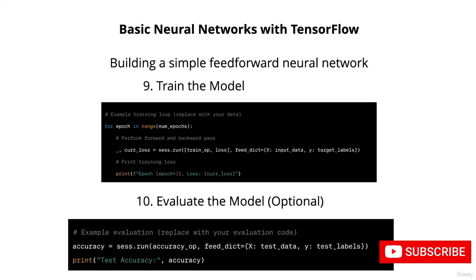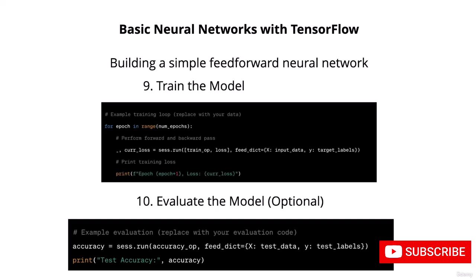Step number 10, the last option, is evaluating the model. This is an optional step. After training the model, evaluate its performance on a separate validation or test dataset to assess its accuracy and generalization ability. You can do that by saying accuracy equal to session.run. You pass the accuracy operation as the first input, then feed_dict equal to X test data and Y equal to test labels. Print the test accuracy, and you'll get the accuracy.